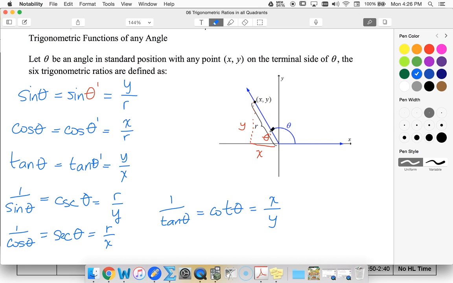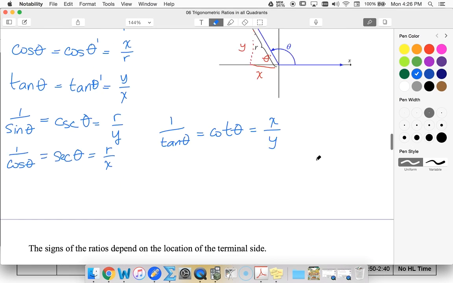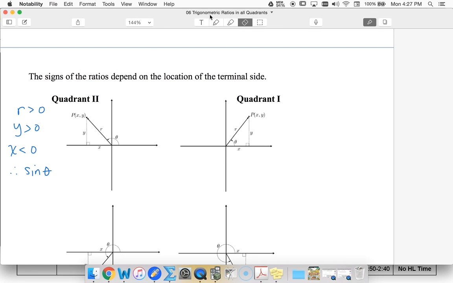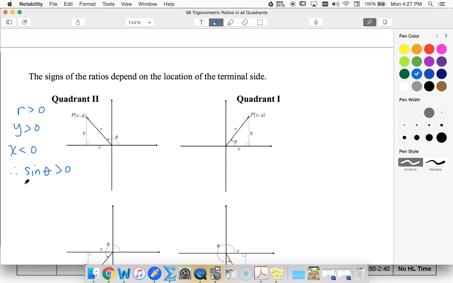So as I said, if my angle's in quadrant 2, then anytime I have an x value, it's going to be negative. So that's what we're looking at down here. In quadrant 2, I know that my r value is always going to be positive because it's a radius, y is going to be positive, x is going to be negative. This implies that sine is going to be positive, cosine is going to be negative because remember cosine is x over r, and tangent will be negative. Quadrant 1, everything is positive.